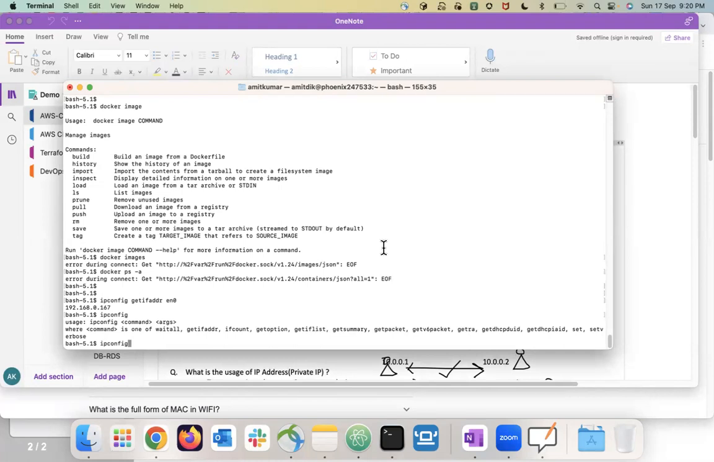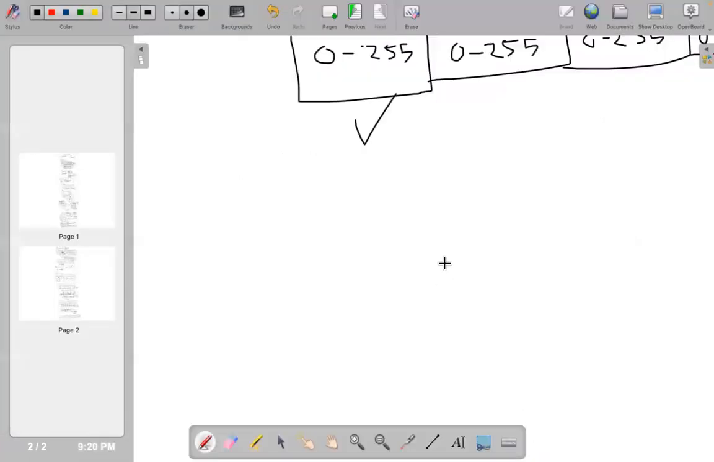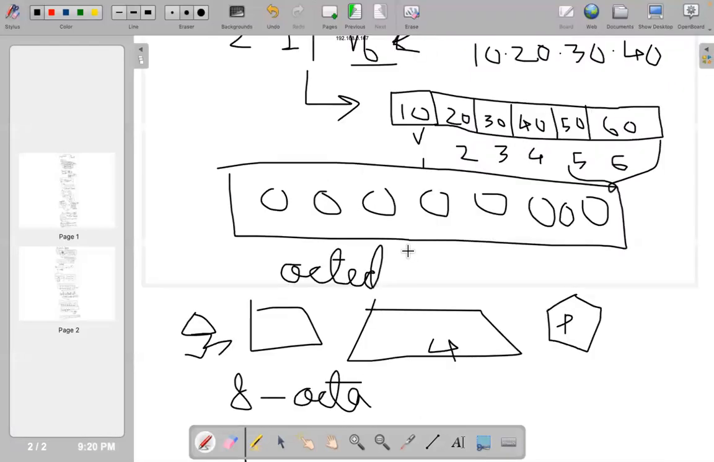Somebody might ask, hey, what is your IP address? Means what is your laptop's IP? Then you need to type either ipconfig or ifconfig. Config means configuration. So for my Mac, I am typing ipconfig getifaddr en0. This is a command which we need to remember. Then I am getting this address. You see, this is in the form of octets, which I was telling you. This is nothing but an octet.